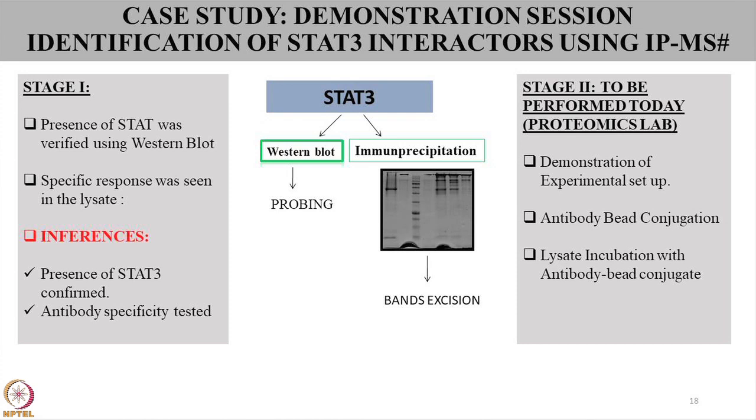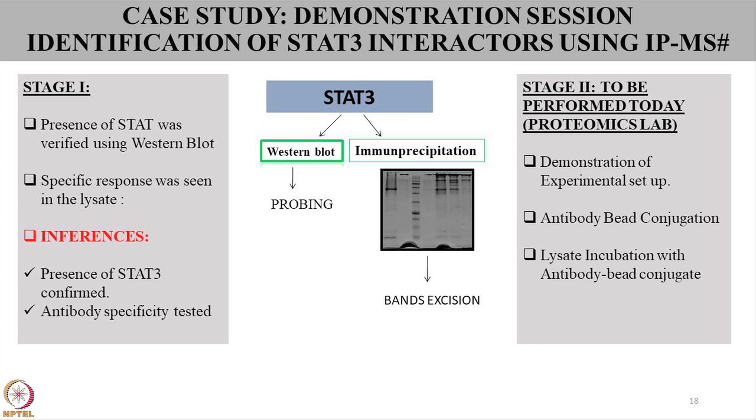Stage 1 is that we have verified that STAT3 is present in the tissue lysate that we are probing with. The presence of STAT3 was verified using the Western blot. And since the protein is present, we can have 2 inferences. Number 1, that we have STAT3 in the sample because it is coming up in the Western blot. And number 2, the antibody is very specific because it has not given multiple bands.